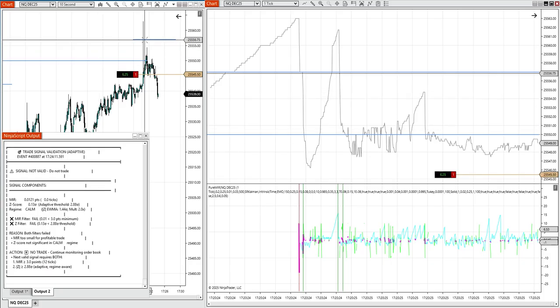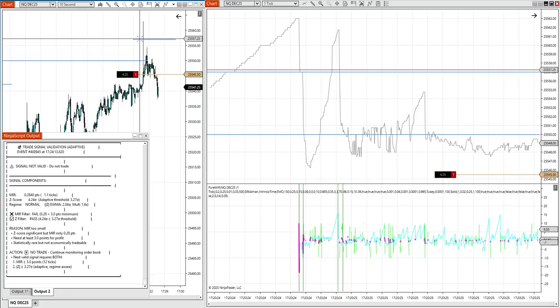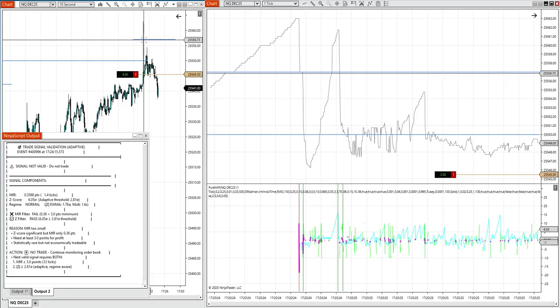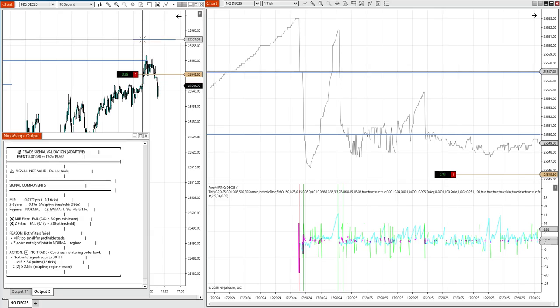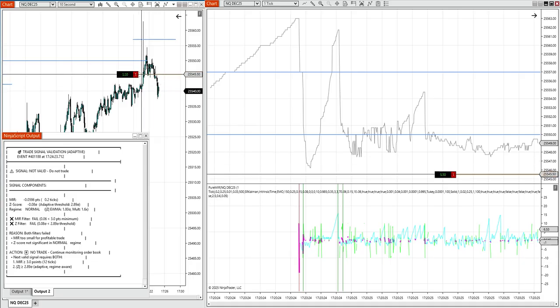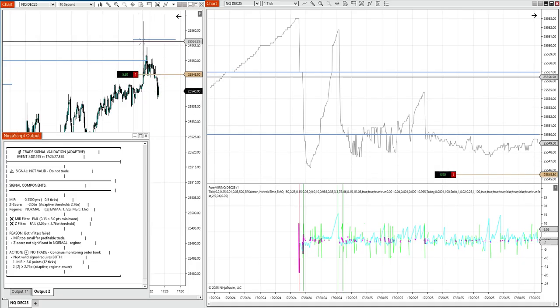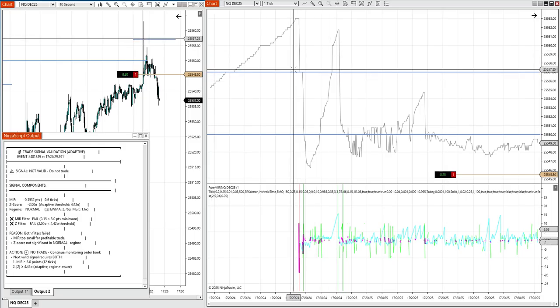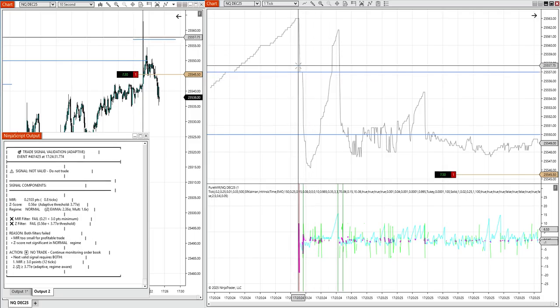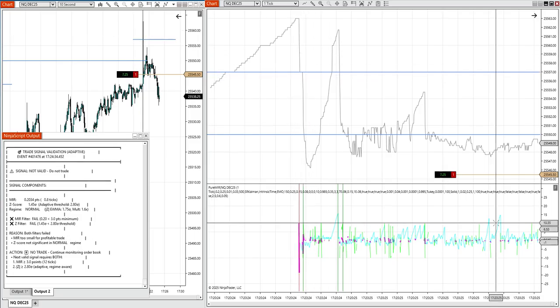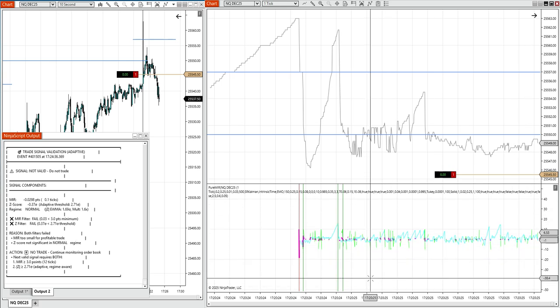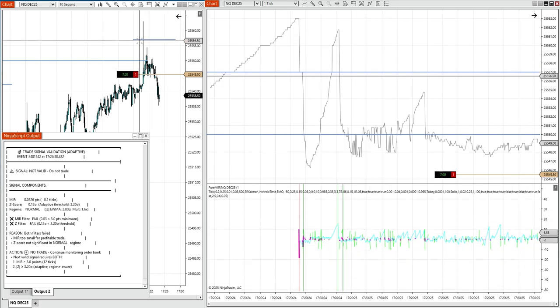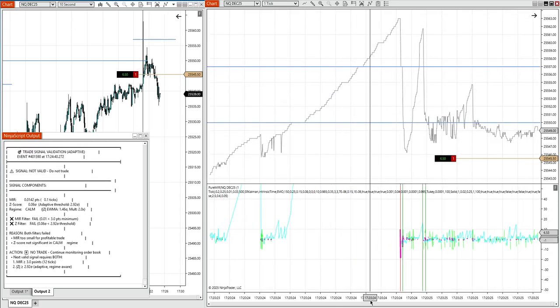I don't think anyone could have reacted fast enough to get it exactly in the wick. But you can see we get a short-term direction. At some point, I'm going to try and automate this. So as soon as that happens, it'll get you in here, right in the wick.